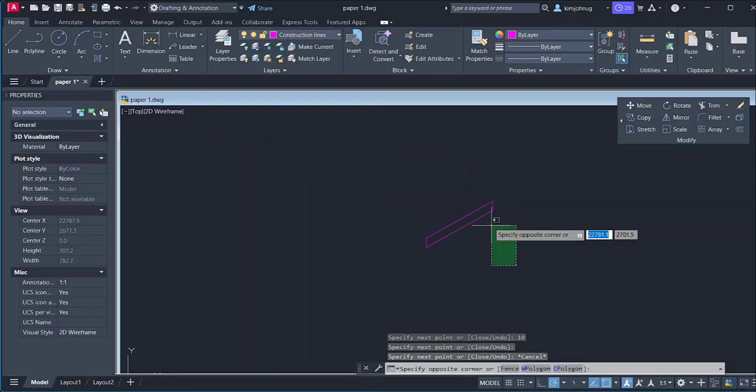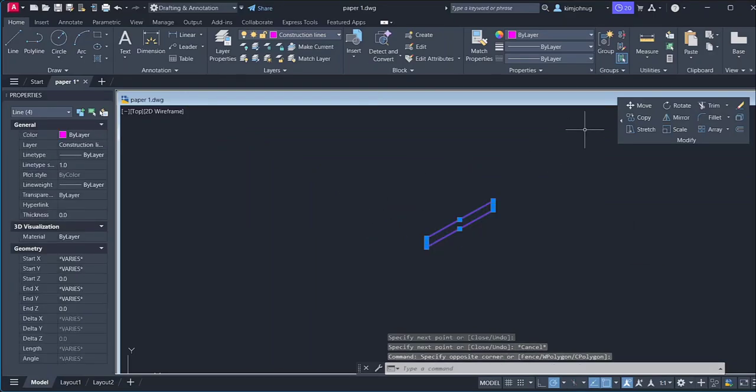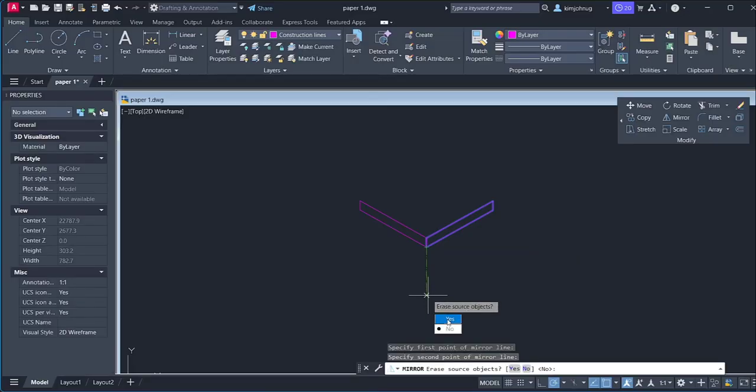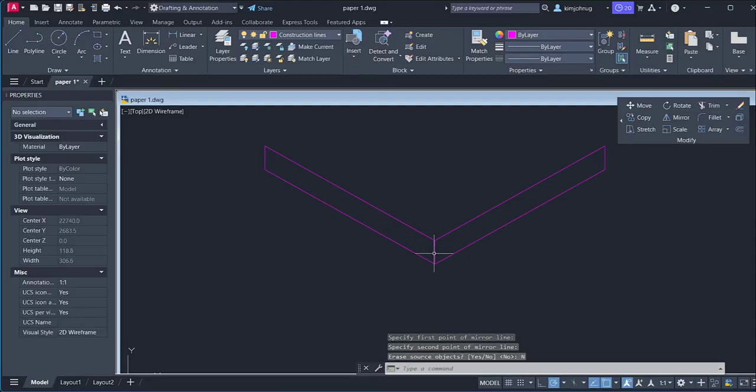So if I want to do this, I can use the mirror tool. Select it all, then mirror, write down, saying this. It will ask, do you want to erase source objects? Either say yes or no. Of course, no. But since there are two lines here, I'll have to remove one. So I erase it.